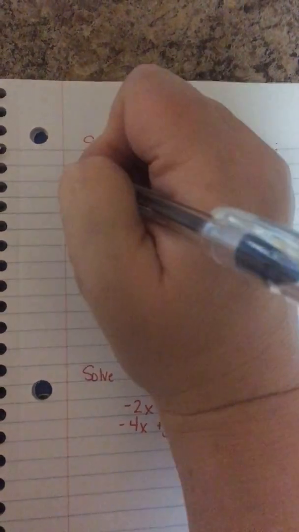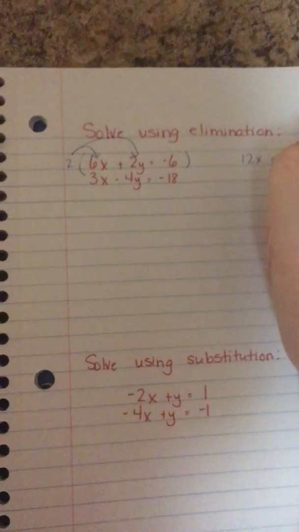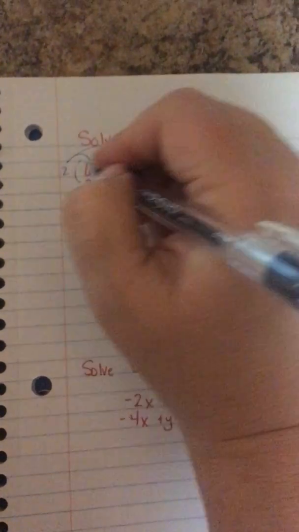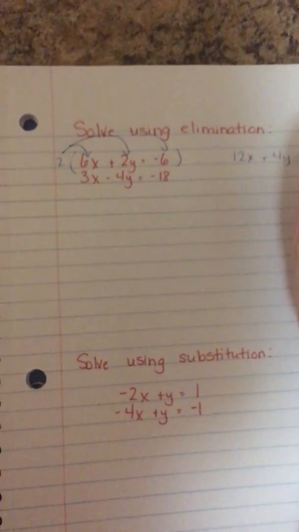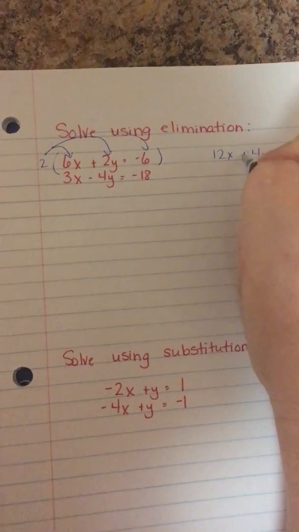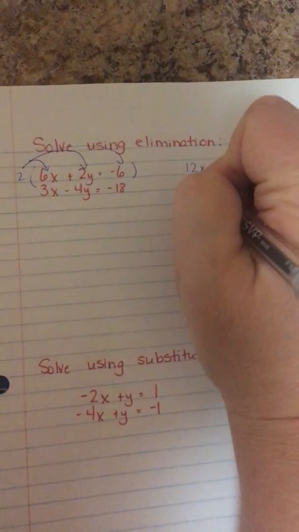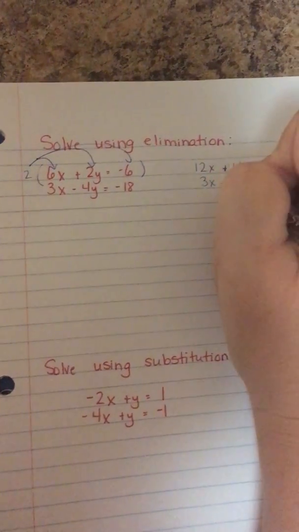So, if I take 2 times 6x, I get 12x. 2 times 2y is plus 4y. And then 2 times negative 6 is negative 12. So, right now my equation is 12x plus 4y equals negative 12. And this second equation I'm going to copy just as it is.